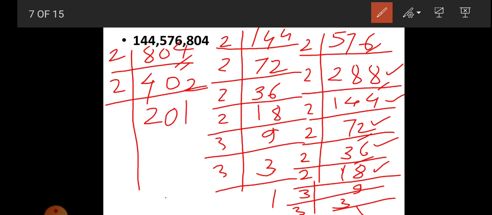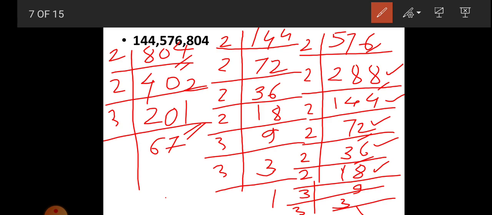Now the last digit is 1, so 201 is not divisible by 2. Now add the digits, 2 plus 0 plus 1 is 3, and 3 means 201 is divisible by 3. So 3 sixes are 18, 3 sixes are 18, and 3 sevens are 21.